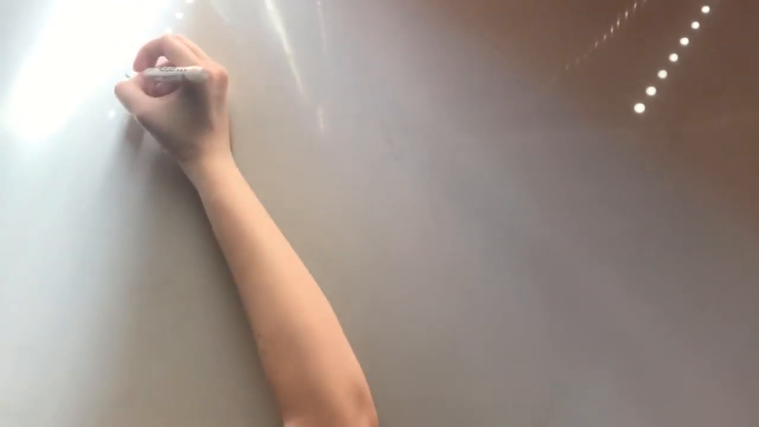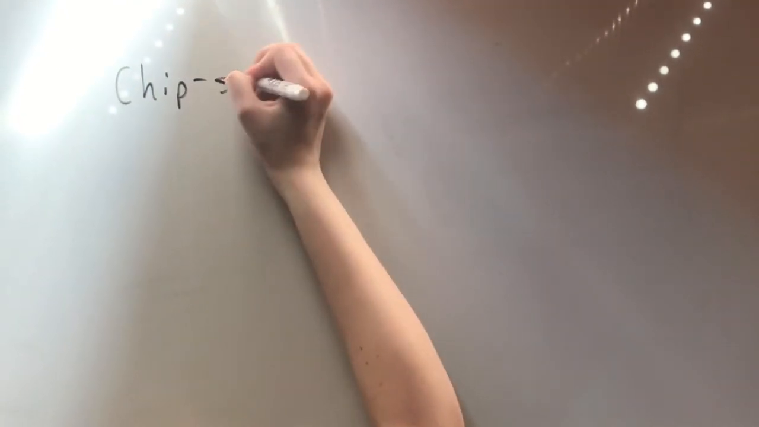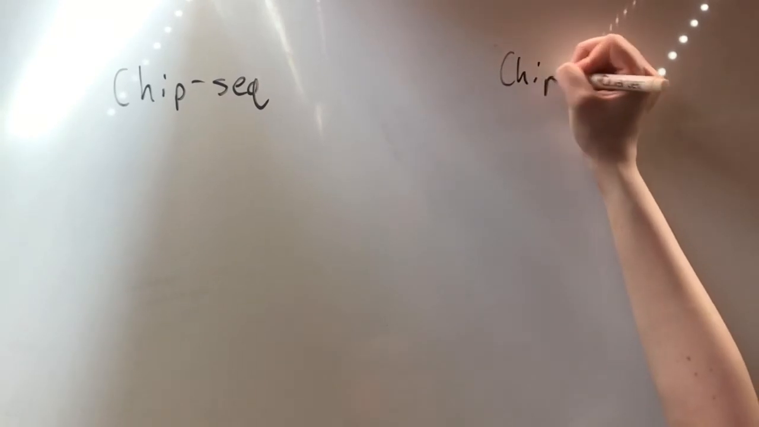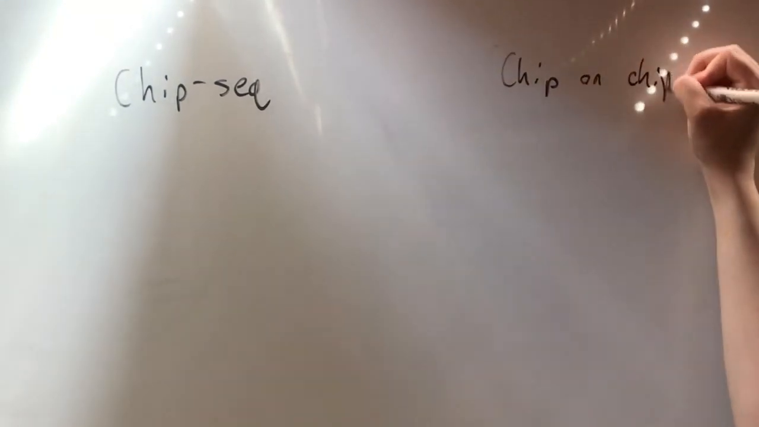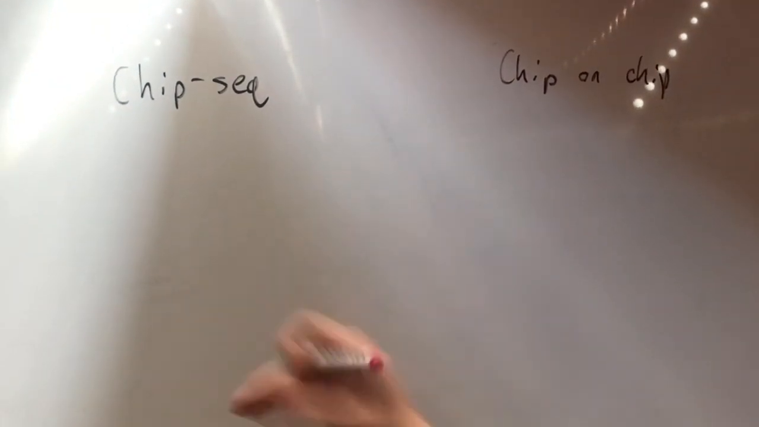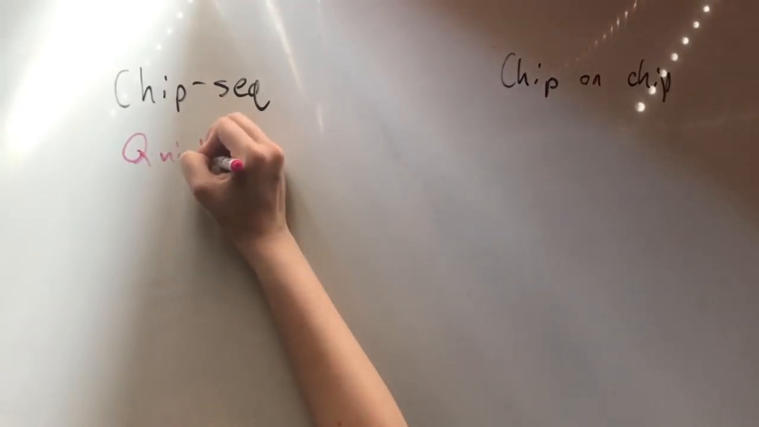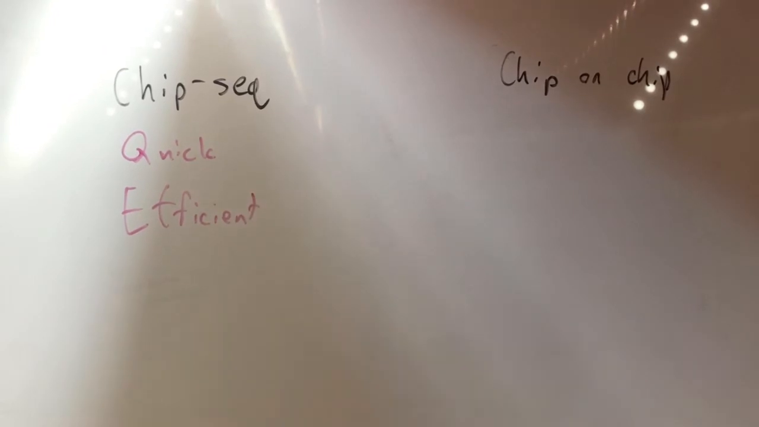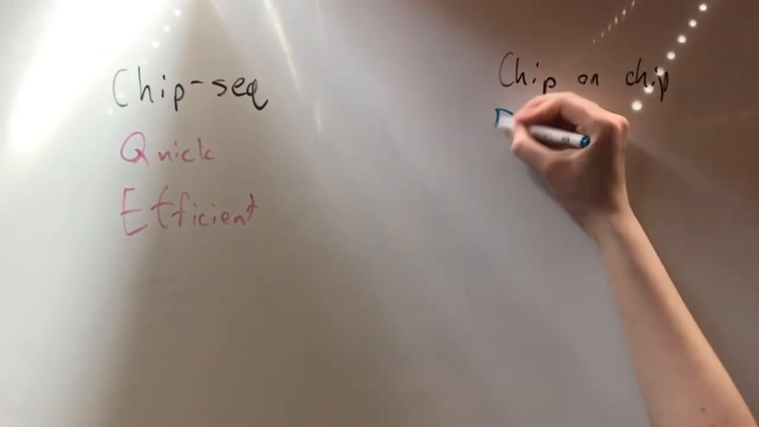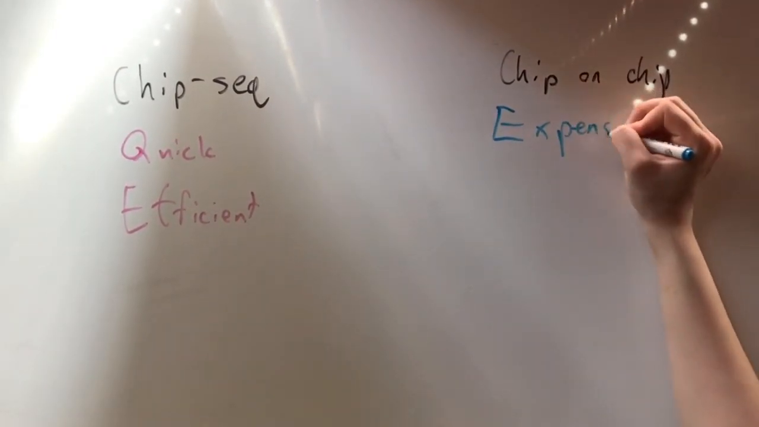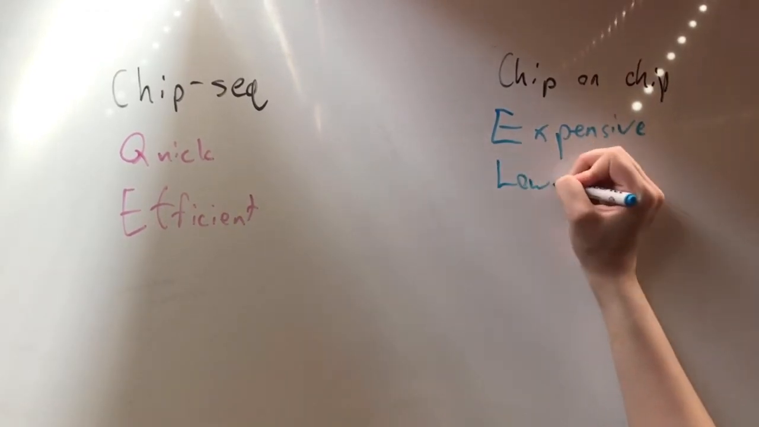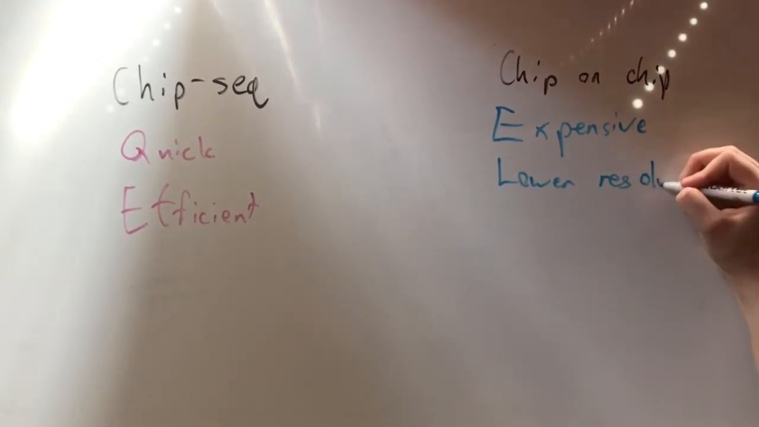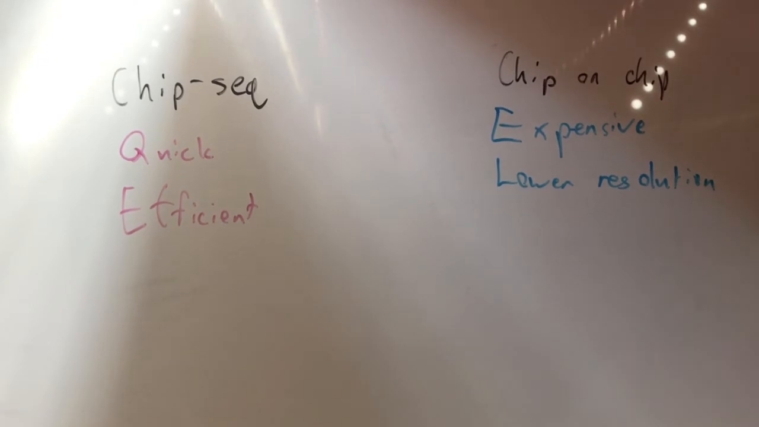Now that Michael's talked a bit about the differences between ChIP-seq and ChIP-on-chip, let's talk about why ChIP-seq is a better or more commonly used method than ChIP-on-chip. ChIP-seq can rapidly decode millions of DNA fragments simultaneously with high efficiency and relatively low cost compared to ChIP-on-chip. Since ChIP-seq provides the actual DNA sequences of the precipitated fragments, the data obtained is of higher resolution, more accurate, and more quantitative than ChIP-on-chip.